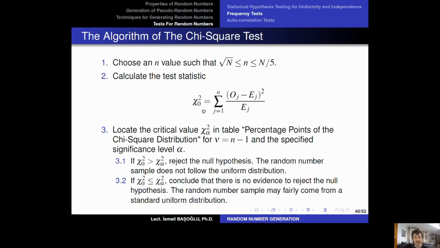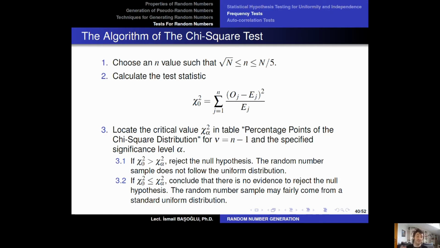Now, after determining your test statistic according to this formulation, you need to check the percentage points of the chi-square distribution for degrees of freedom n minus 1. Remember, n is the number of subintervals that you have chosen. And when your critical value is less than the test statistic, then this means the test statistic produces a large deviation in at least one of the intervals here. This means the observed frequencies and the expected frequencies are not really matching with each other.